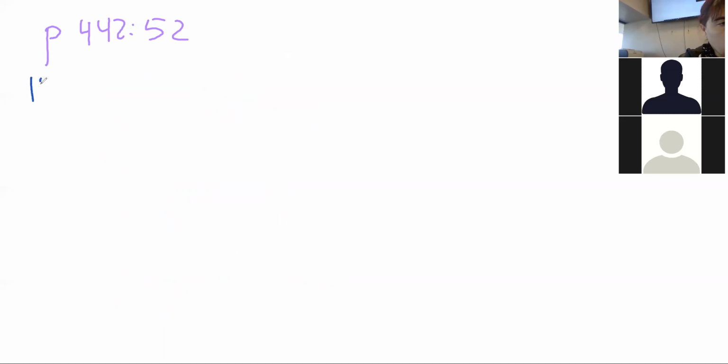52, so 120 times logarithm, root of x cubed.